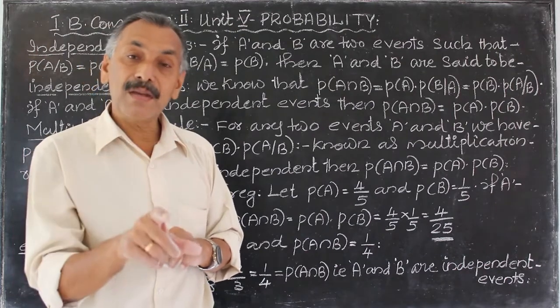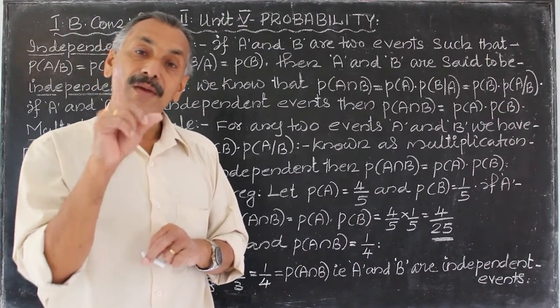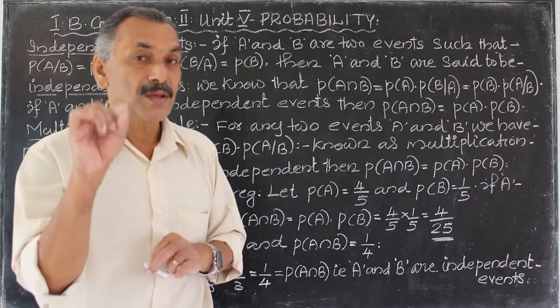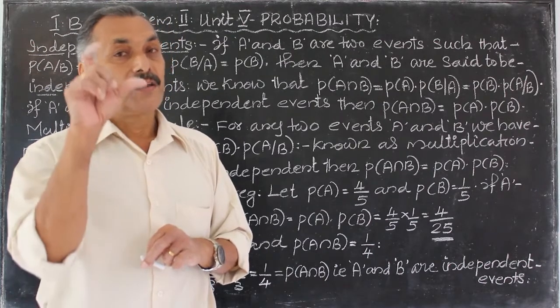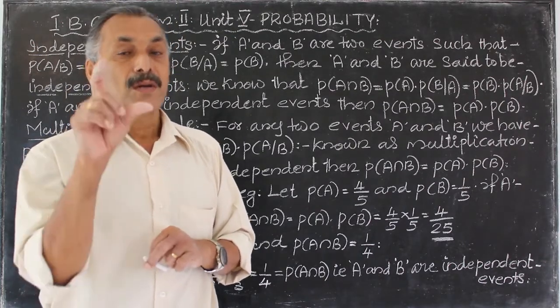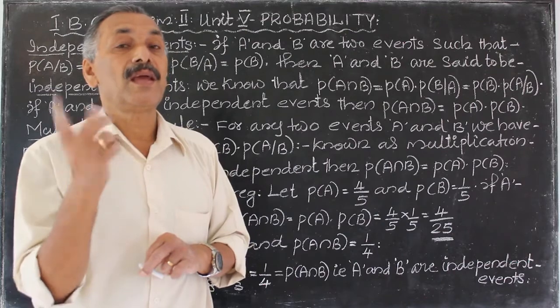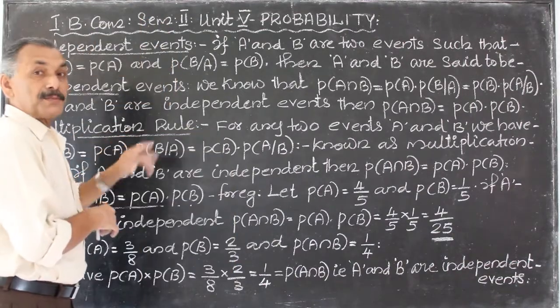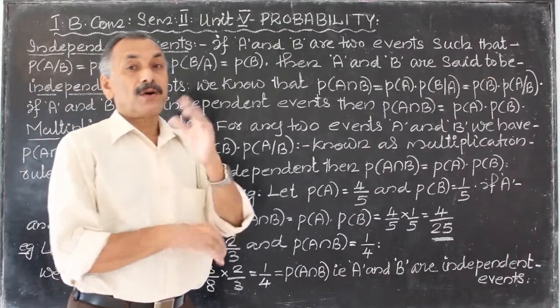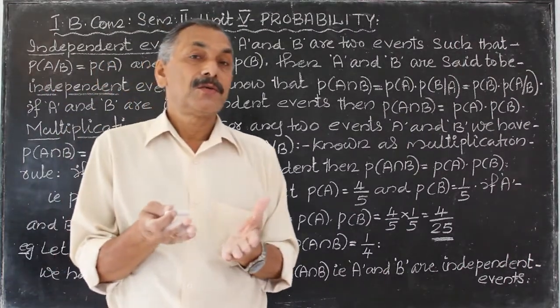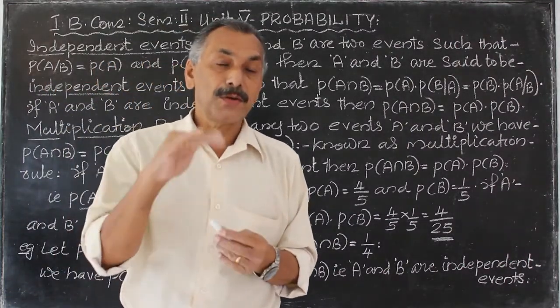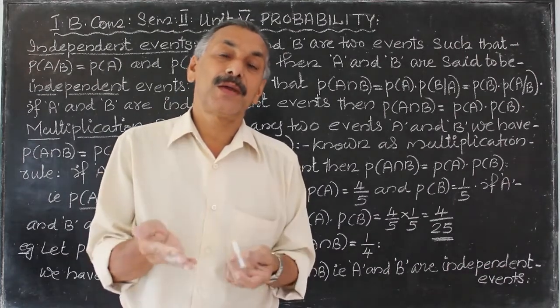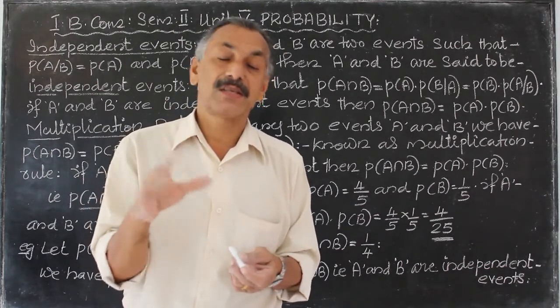That is, if A and B are independent, then P of A intersection B is equal to P of A into P of B. Conversely, if P of A intersection B is equal to P of A into P of B, then A and B are said to be independent. Next, we consider multiplication rule. We have already seen addition rule. This addition rule, our probability of A union B is equal to P of A plus P of B minus P of A intersection B.